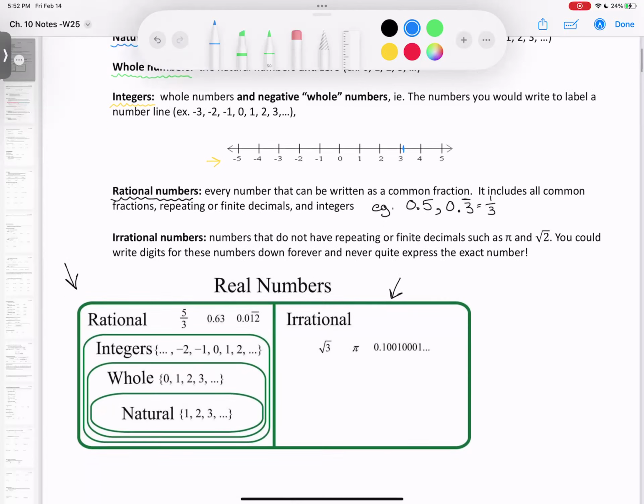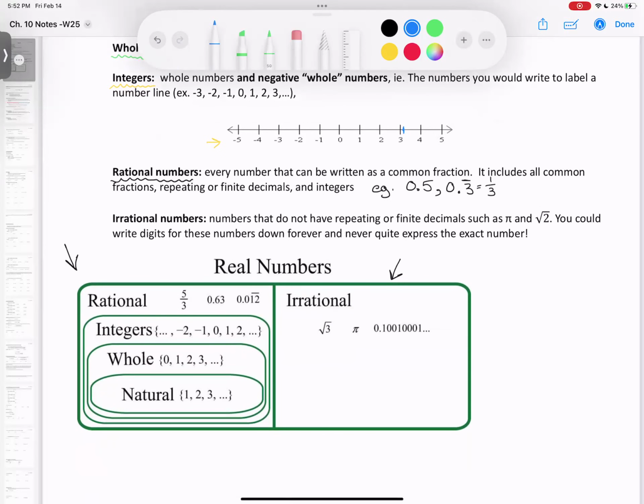Another example would be something like the square root of 3. Okay, and if you punch that on your calculator, you'll see that it doesn't have a finite decimal. In other words, the decimal place doesn't end.